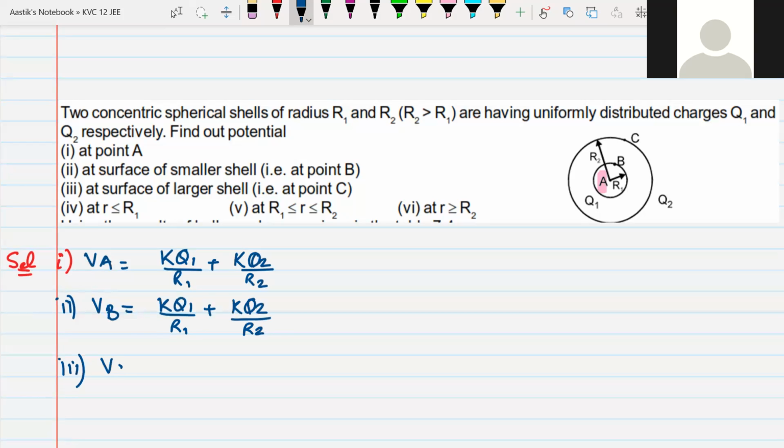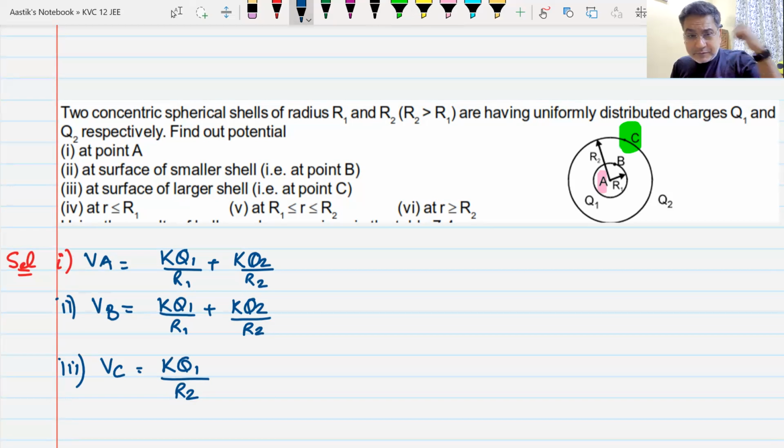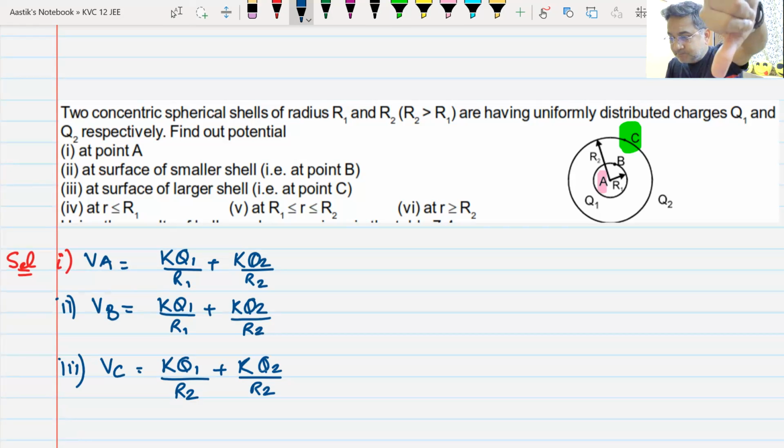Then we move on to the point C. Now the point C, if you can see, is the green point. It is outside shell number 1, but it is on the surface of shell number 2. So for shell number 1, I have to apply the outside formula, KQ1 by R2. For shell number 2, I will apply the surface formula, KQ2 by R2. Everyone understands this, yes or no?